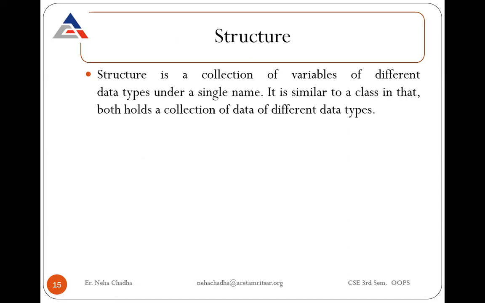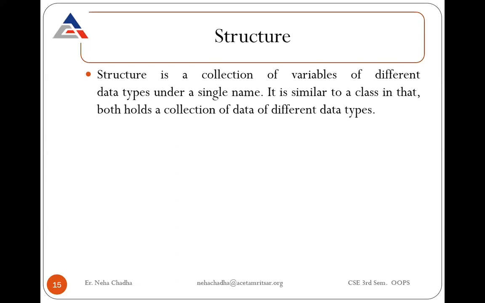Then is the structure. Structure is a collection of variables of different data types under a single name. One sort of data structure that we have covered so far is arrays. In arrays, we have covered that you can take only elements which have the same data type. Same type of elements, or homogeneous type of elements, can be taken by arrays. But if we talk about structure, if you are going to use different variables of different data types, then you can use the concept of structure.